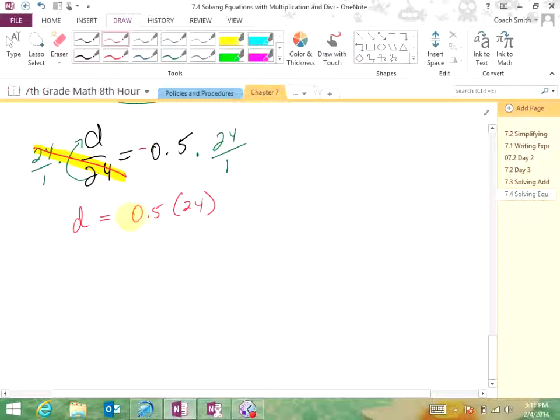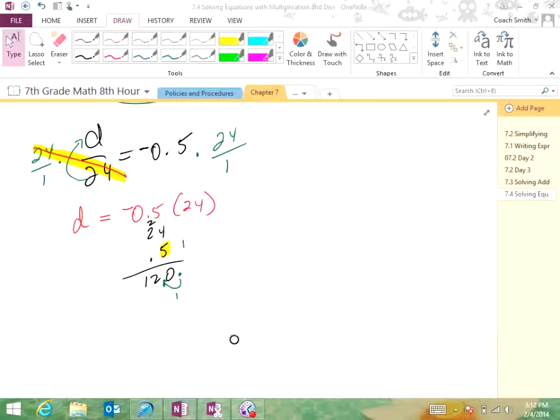And this is a negative 0.5? No, because we have to multiply 0.5 times 24. I'll work it out, but it's really just 0, carry my 2. 5 times 2 is 10, plus 2 would be 12. There's one decimal place here, so I have to move the decimal one place to the left, which gives me D is equal to 12.